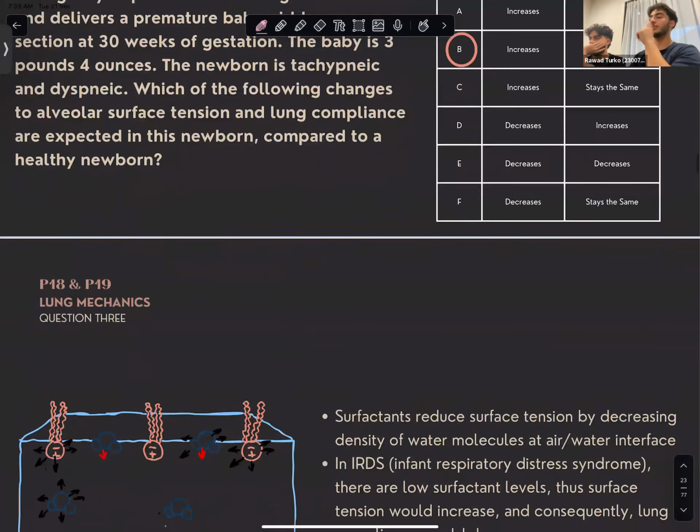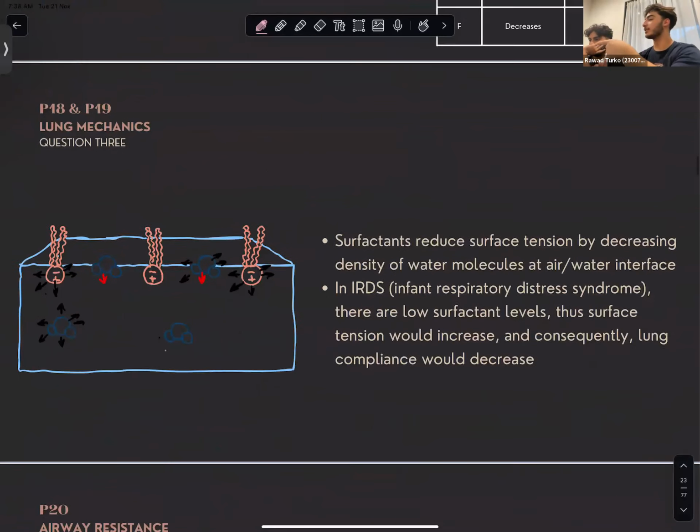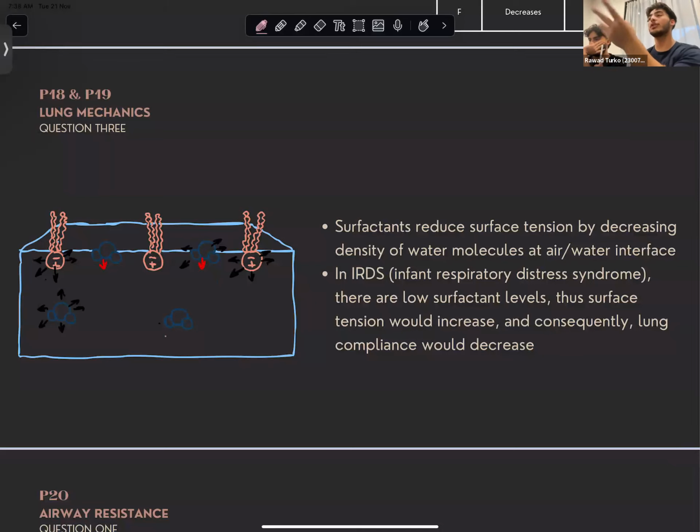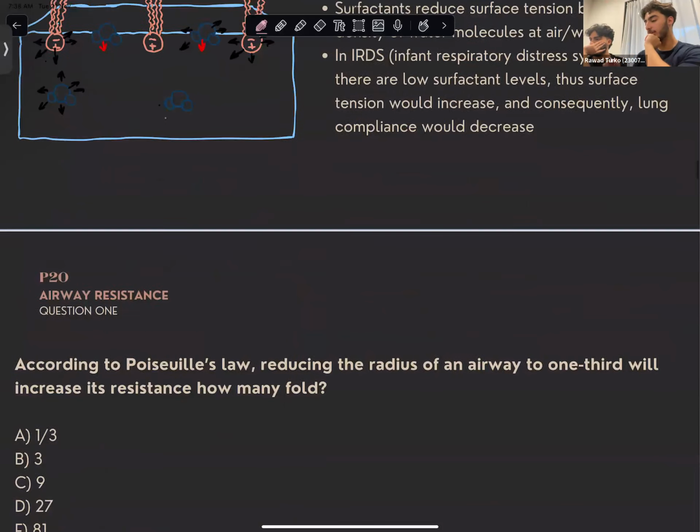Okay, that's it, we just knocked out 4 lectures, sorry: intro, lung volumes, lung mechanics 1, lung mechanics 2. Now the next one, airway resistance.